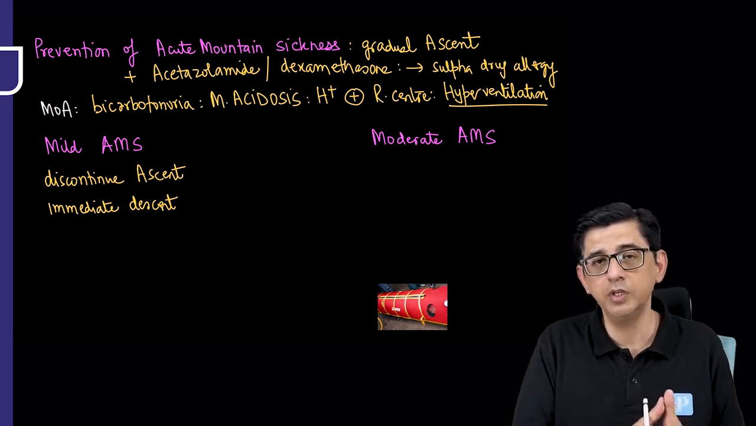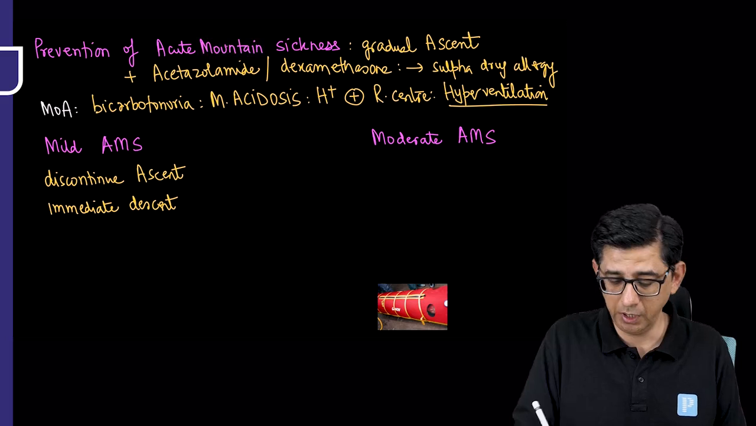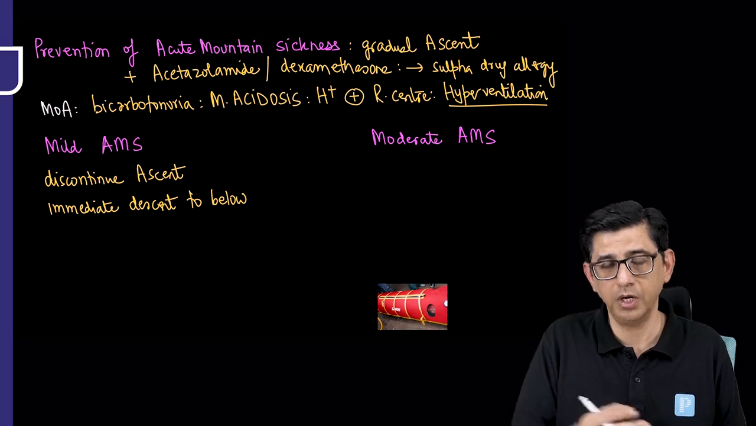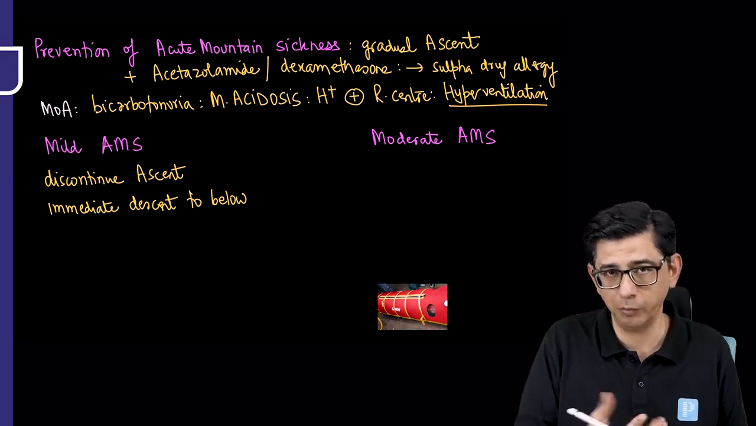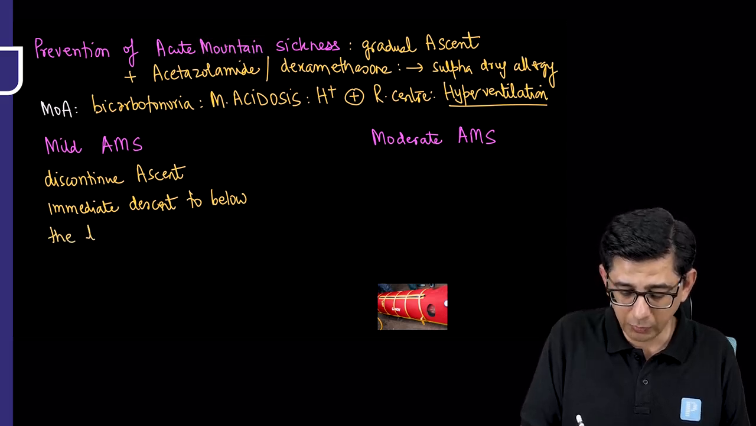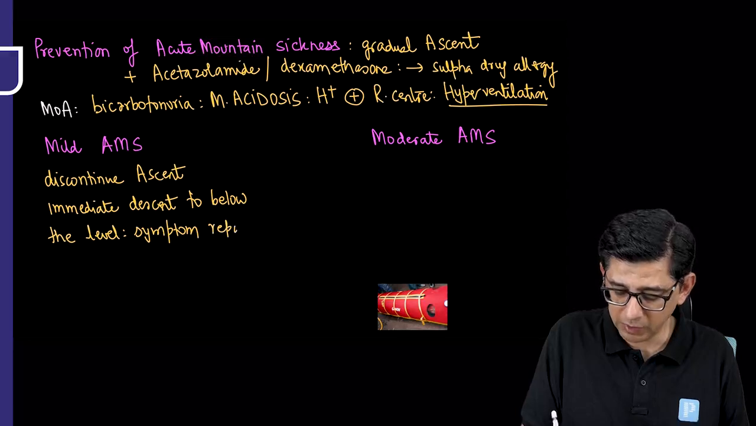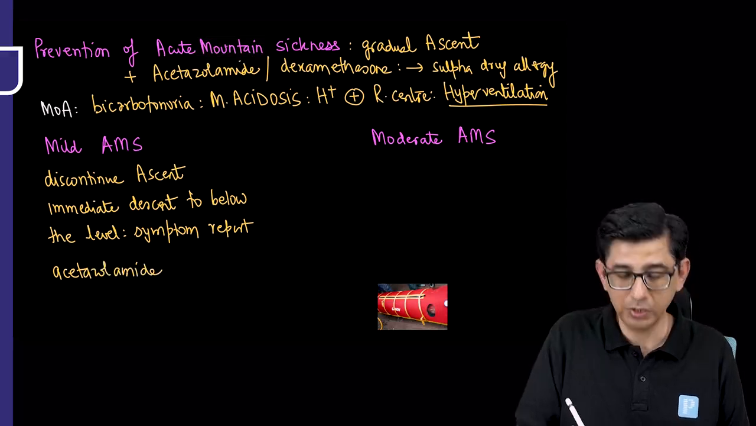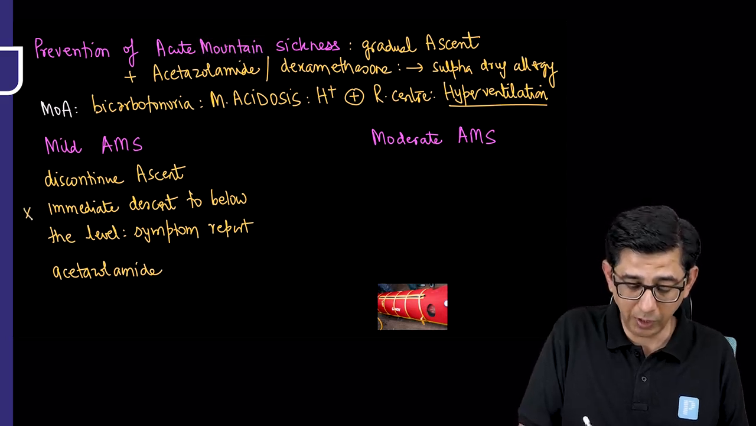So our immediate objective would be an immediate descent to below the level where the symptoms were first reported by this young soldier. When the jawan said that he has this problem, we need immediate descent to below that level. And apart from this, obviously we need to give acetazolamide. Maybe acetazolamide was being given already, it will continue. And what we need to do is that deployment of this particular guy will be cancelled.